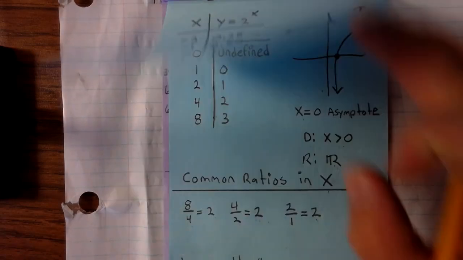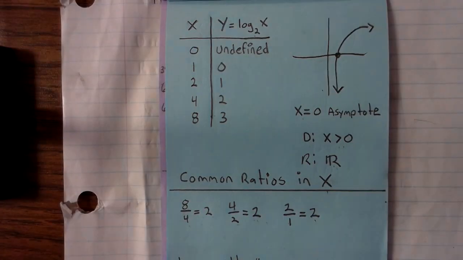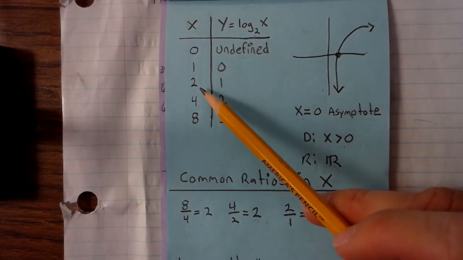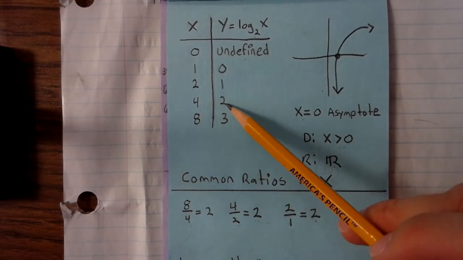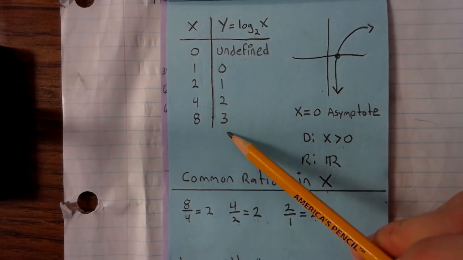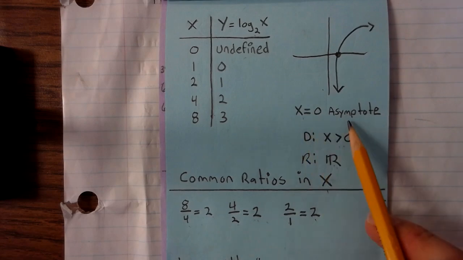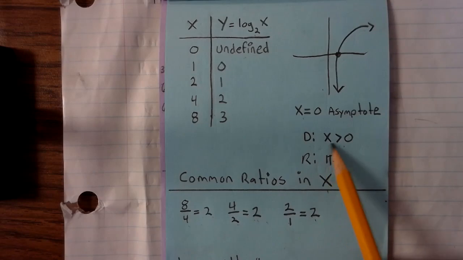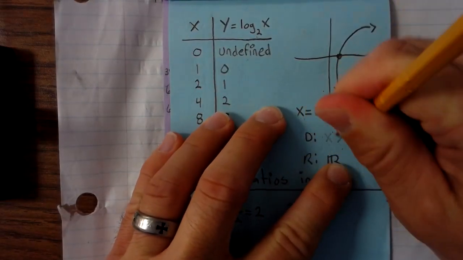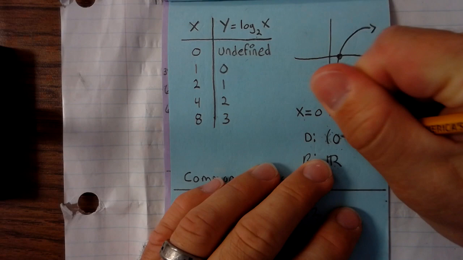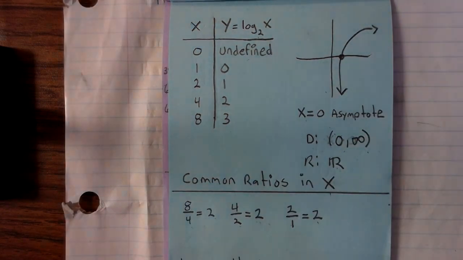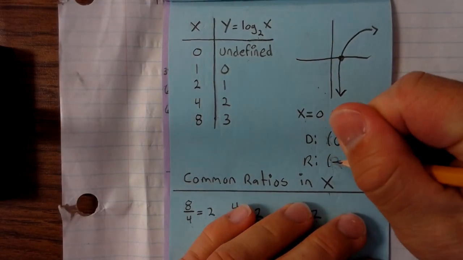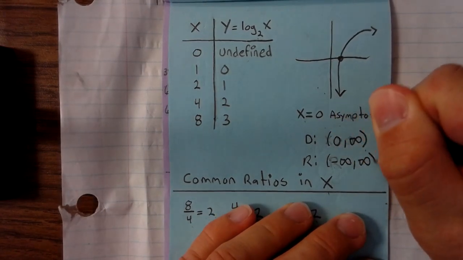All right, now let's take a look at logarithmic. All right, so when x is 0, the y value is undefined. When x is 1, the y value is 0. When x is 2, the y value is 1. When x is 4, the y is 2. When x is 8, the y is 3. Now in this case, you have x equals 0 as an asymptote, and there's your function. Domain is x is greater than 0, but again, we're going to write it as 0 to infinity. And the range is all real numbers, which we're going to write as negative infinity to positive infinity.